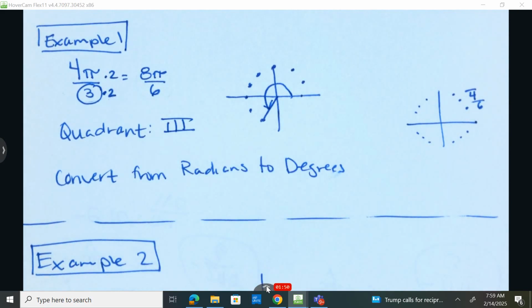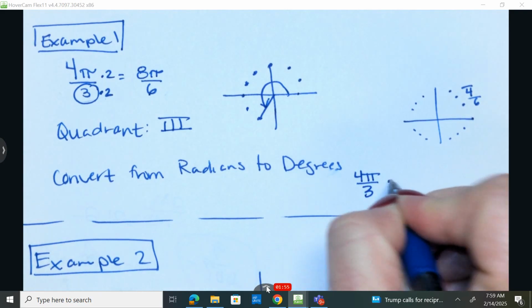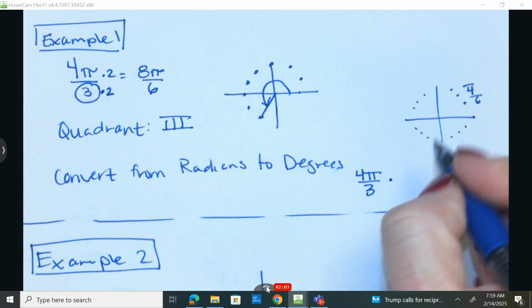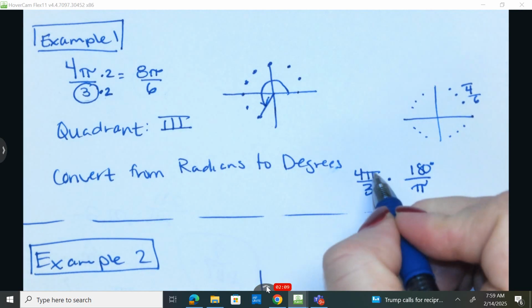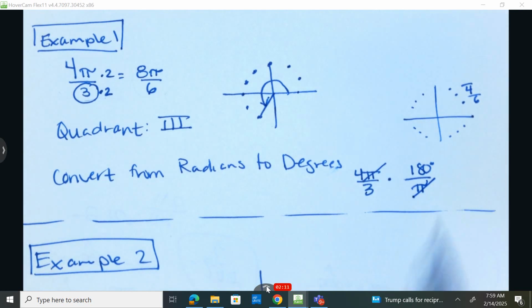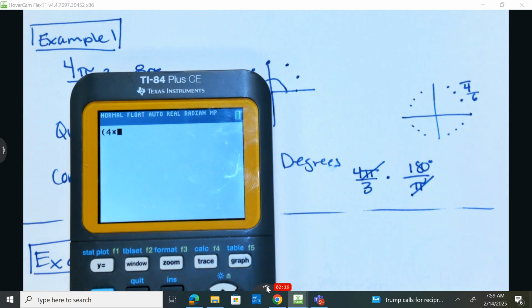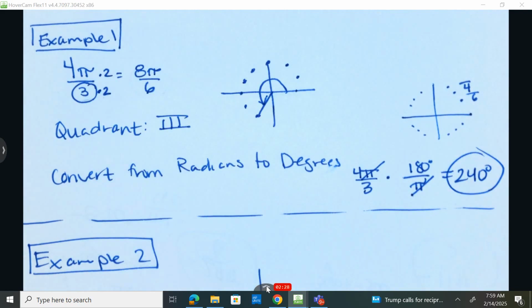Now how am I going to convert from radians to degrees? So I'm going to start with what I'm provided, 4 pi over 3. And similar to videos 1 and 2, I'm going to multiply by a fraction, but this time, instead of it being pi over 180, it's going to be 180 degrees over pi. What happens is the pi on top and the pi on the bottom, you may think of them as being canceled out. Really, they're reducing down to 1. And so on my calculator, I'm going to take 4 times 180, and then I'm going to divide it by 3. This converts to 240 degrees.